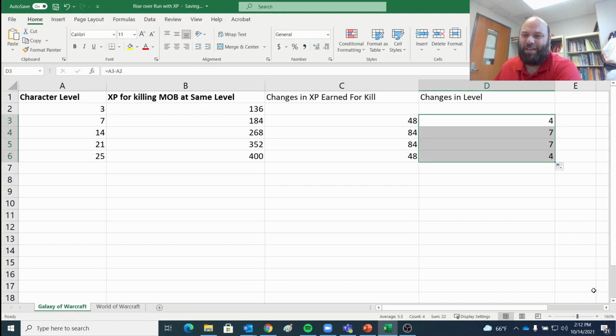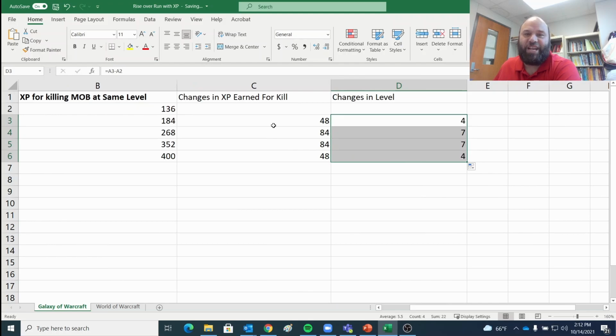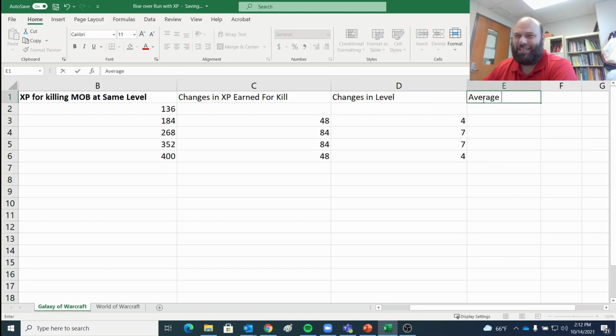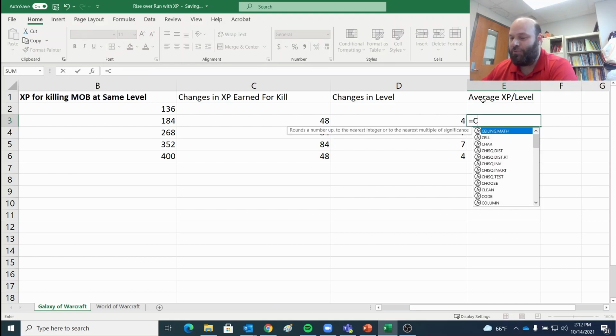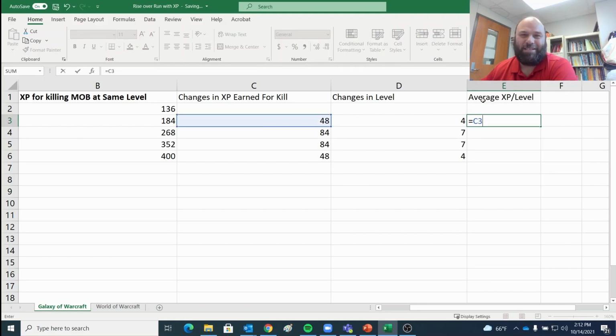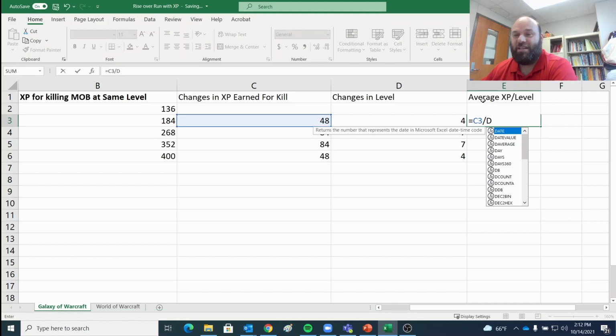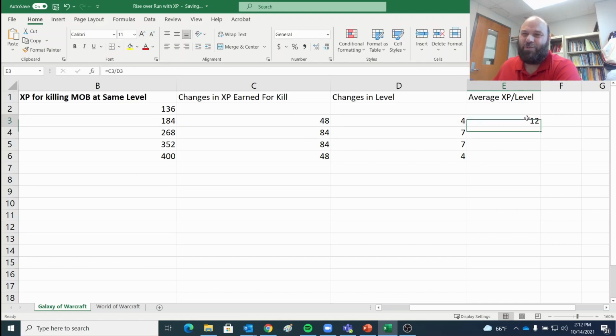You see those vary. And so the question is, if we average these changes over this set of levels, are we going to get the same average? Well, let's see. So average XP per level. So all we're going to do, if we're going to average them, is we're going to divide. C3 divided by D3, and it's 12. And indeed, it's 12 for all of them.